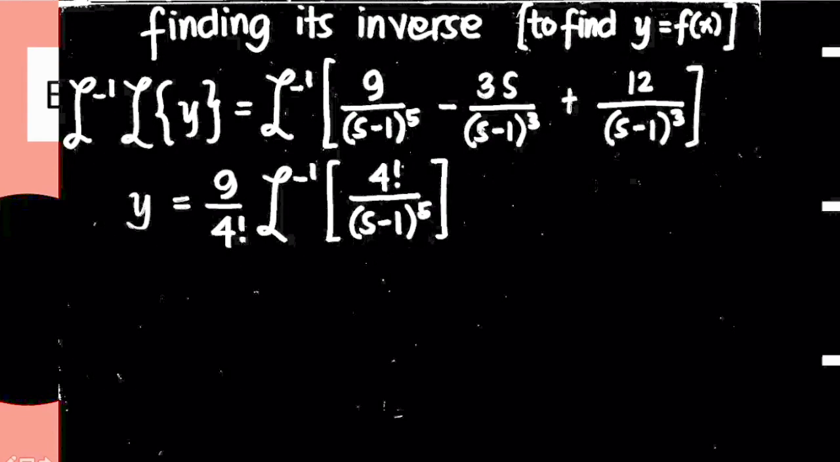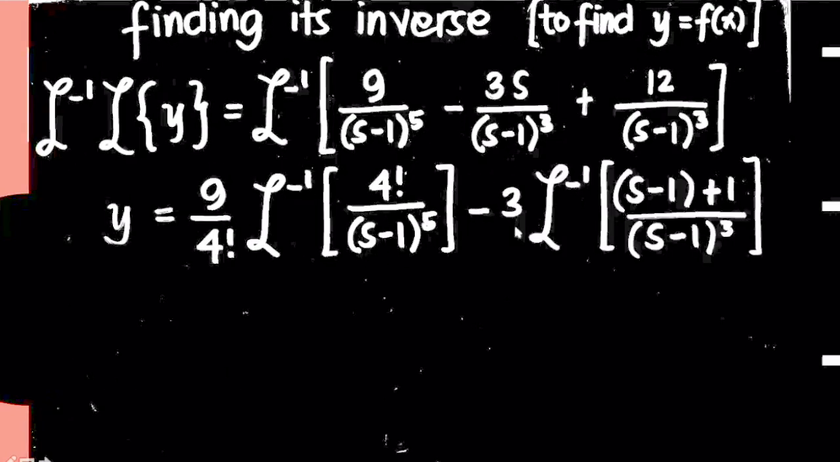Yung second term natin, ito yung second term natin. So, minus 3, yung constant, lalabas lang natin siya. Take the inverse Laplace of, ano yung ginawa natin dito? Since s lang siya, over s minus 1 cube. You cannot see the formula for this, di ba, na s. So, kailangan natin matanggal yung s sa numerator natin.